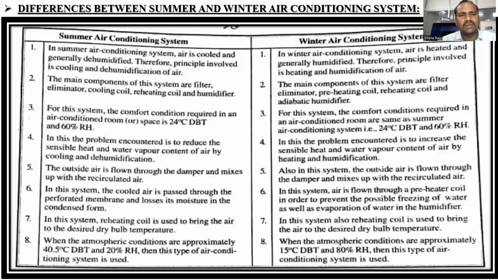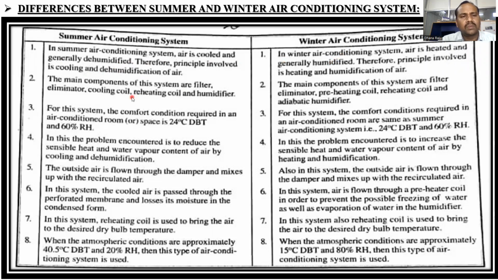So differentiate between summer air conditioning system and winter air conditioning system. In a summer air conditioning system, air is cooled and dehumidified. That is the first difference. Therefore, the principal psychrometric process used is sensible cooling and dehumidification. Whereas in case of winter air conditioning system, air is heated and humidified. So heating and humidification are the psychrometric processes used in winter air conditioning system.